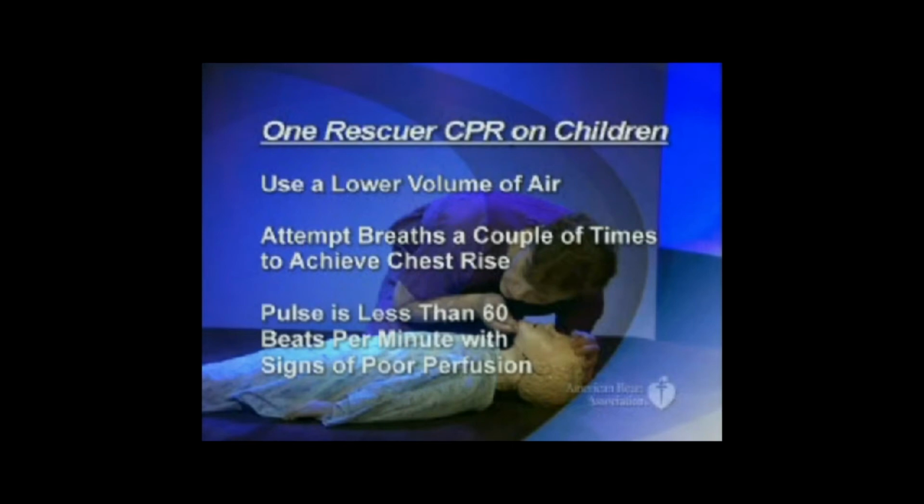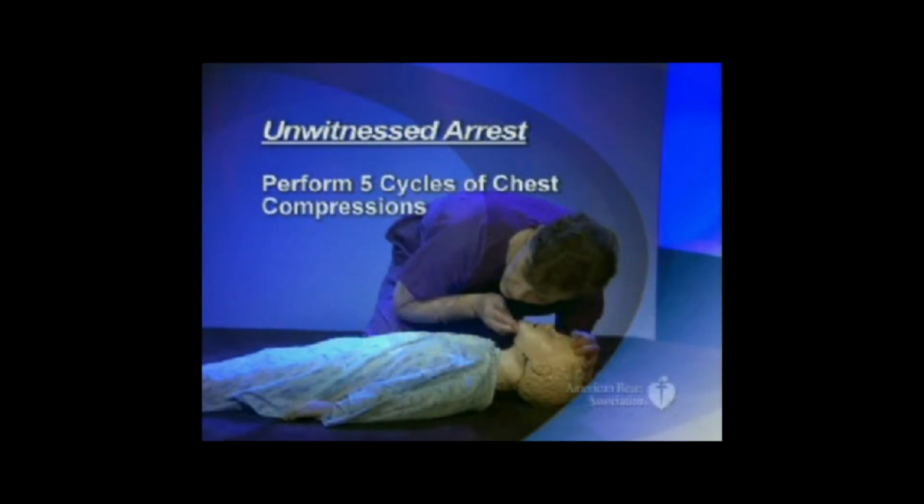If the child does not have a pulse or the pulse is less than 60 beats per minute, provide CPR starting with chest compressions. You should perform 5 cycles, about 2 minutes, of CPR before leaving the prepubescent victim to activate the emergency response system.